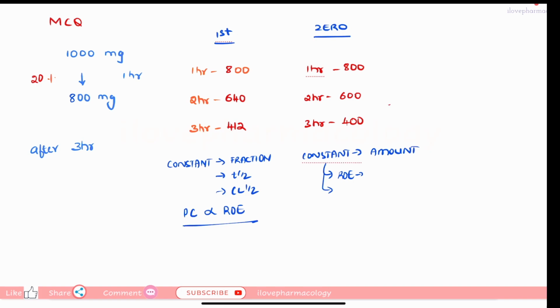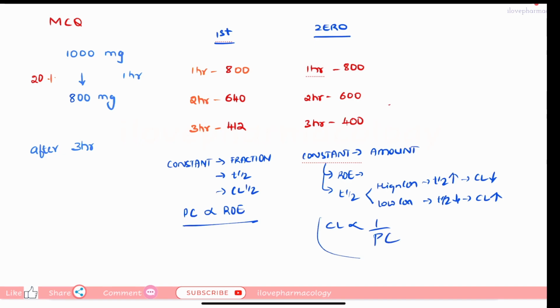What happens to the t half? That's what you need to understand. At high concentration, the t half will be more and clearance will be less. At low concentration, the t half will be less and clearance will be more. The clearance will be inversely proportional to the plasma concentration. So this thing you need to remember.